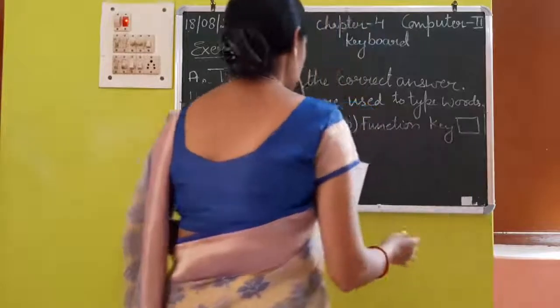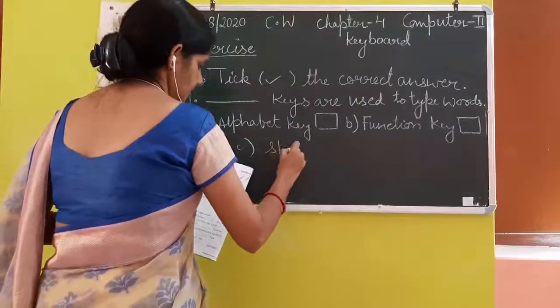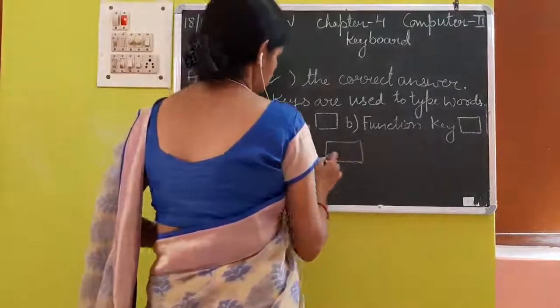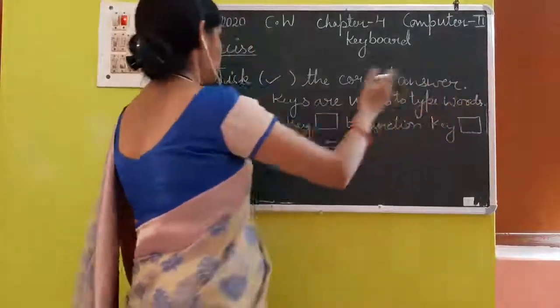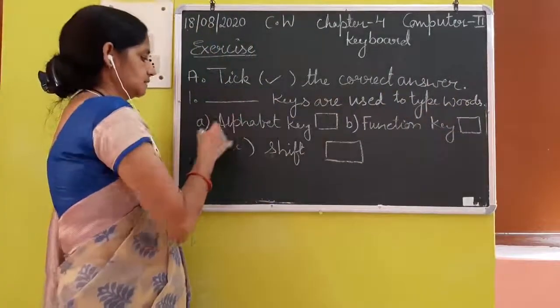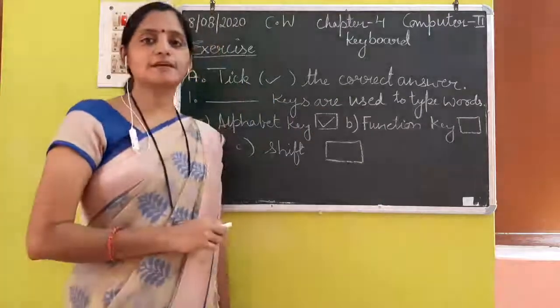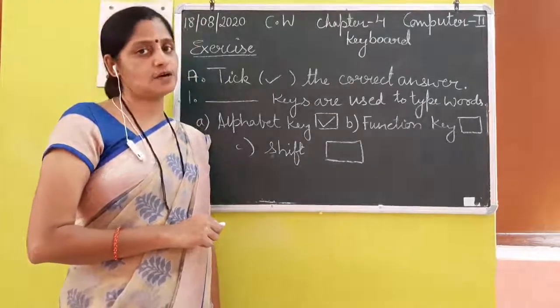And the third one is C, shift key. So children, out of these, dash keys are used to type words. What do words mean? Alphabet. So they will take in the alphabet. What do words mean? We use letters to type words, and these letters are called alphabet.